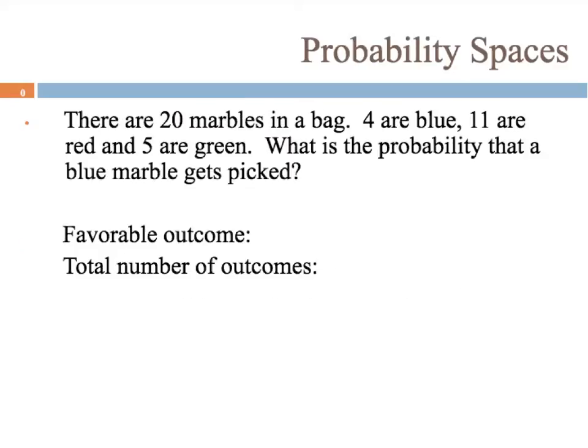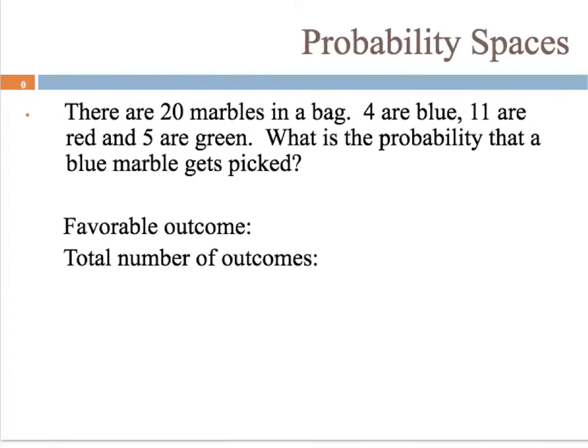In this example, we've got 20 marbles in a bag, 4 are blue, 11 are red, and 5 are green. What is the probability that a blue marble gets picked? Well, there are 4 blue marbles in the bag, so the favorable outcome would be 4. And then the total number of outcomes is 20, since there's 20 marbles in the bag. So this one's pretty straightforward. We can just write that the probability is 4 out of 20.